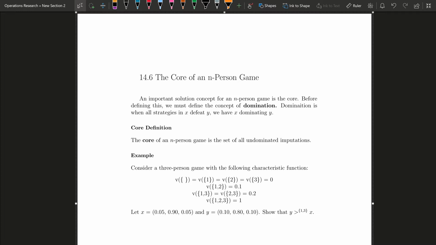So to start things off, we do have a quick definition of domination. Domination is just when all strategies in X can defeat Y, we have X dominating Y. So basically, all this is saying is when X is a 100% better option, it dominates. It's just better than Y.